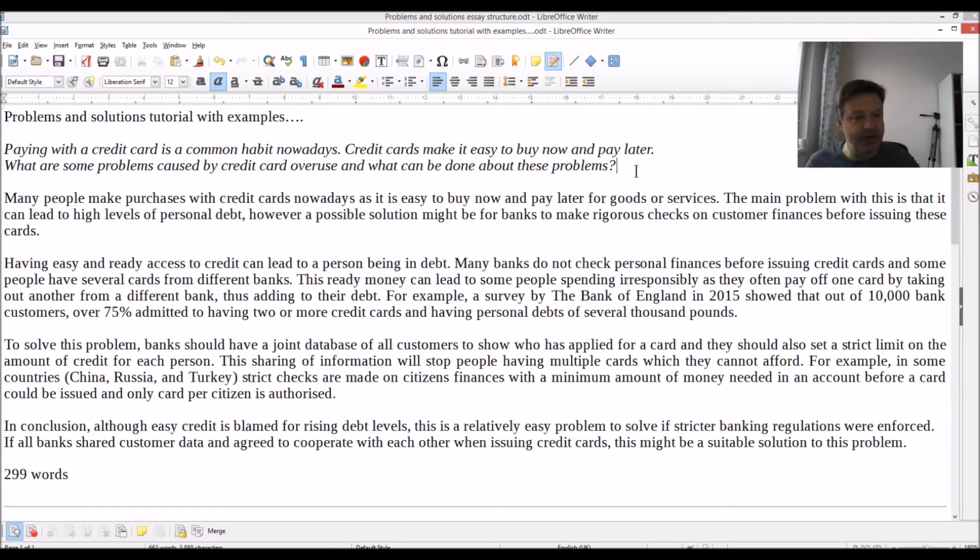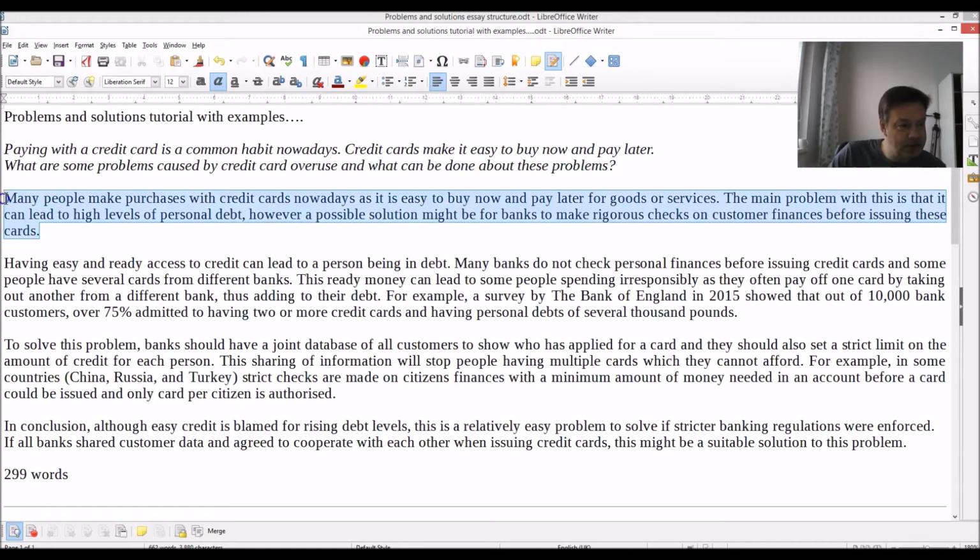What are some problems caused by credit card overuse? Question 1 for paragraph 2. What can we do? What can be done about these problems? That's paragraph number 3. Right. So let's take a look. So introduction, you restate the question and you briefly answer, restate the topic. Sentence 2, you briefly say what the essay is going to be talking about. What's the problem? What's the answer?